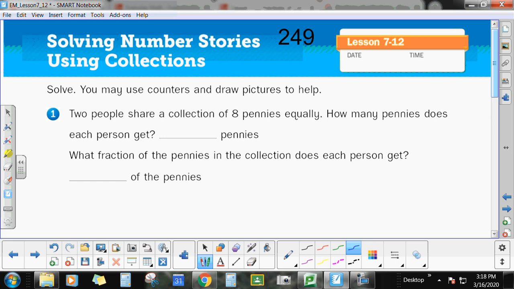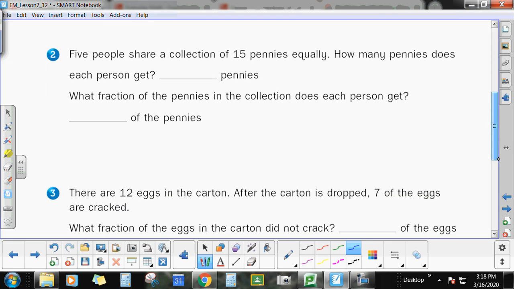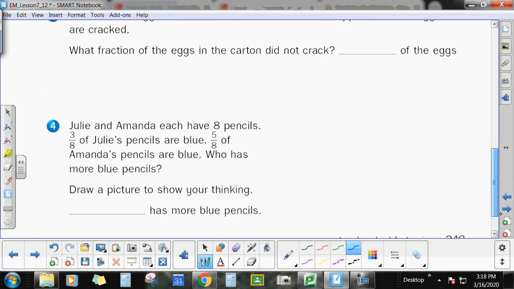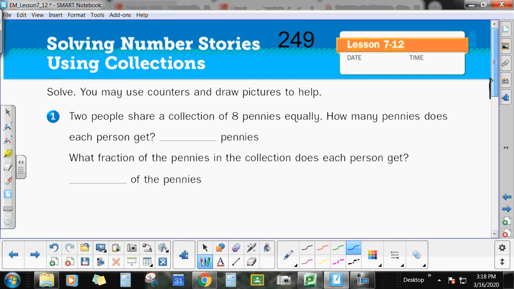Remember, anytime we're doing word problems, we can draw a picture of what's going on in that problem. So I want you to stop the video and do page 249 on your own. There are 4 problems. Then you can start the video back again, and I'll go over them with you.